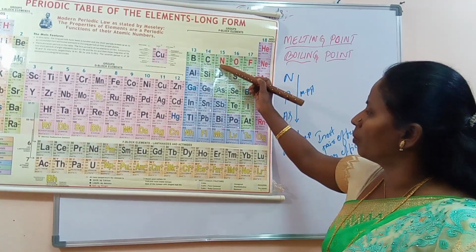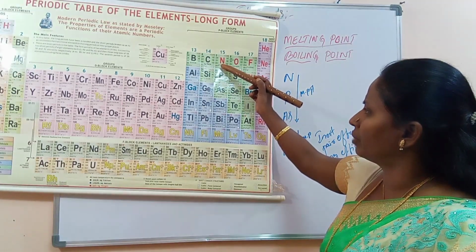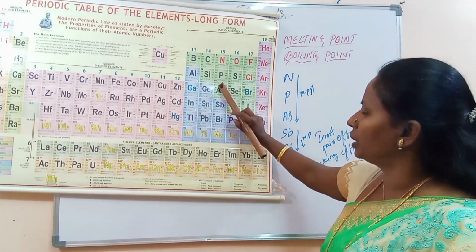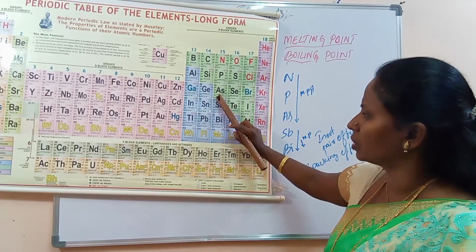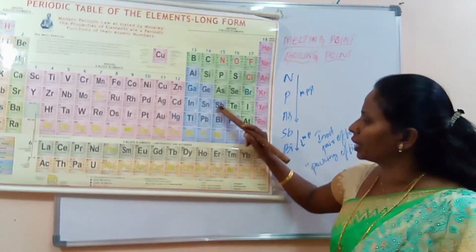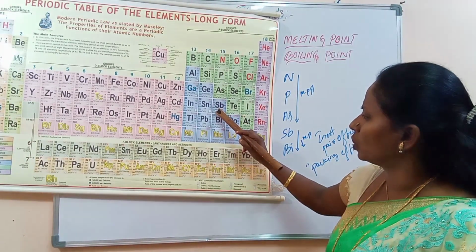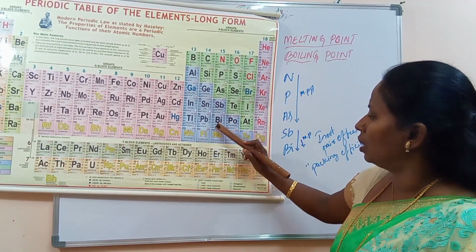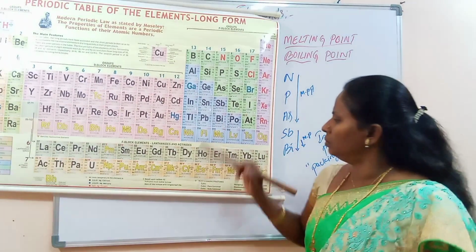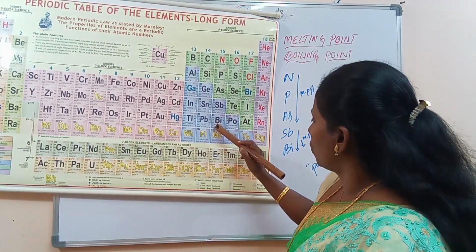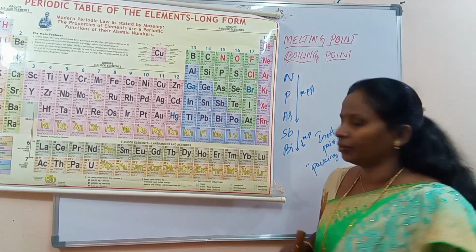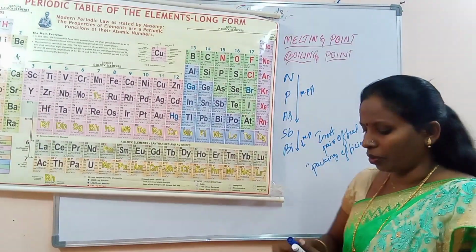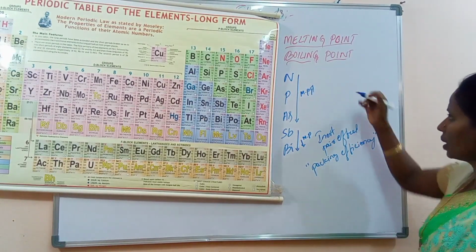For nitrogen the boiling point is minus 195.6 degrees centigrade. Then for phosphorus it is 280 degrees centigrade. For arsenic it is 613 degrees centigrade. For antimony it is 1635 degrees centigrade. For bismuth it is 1560 degrees centigrade. As we move down the group, the boiling point increases.